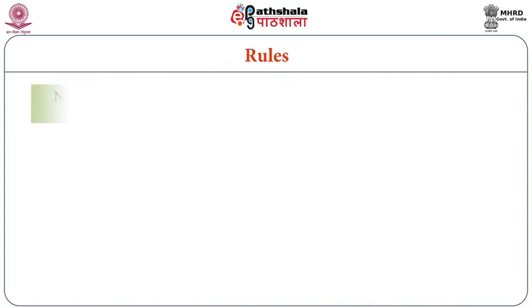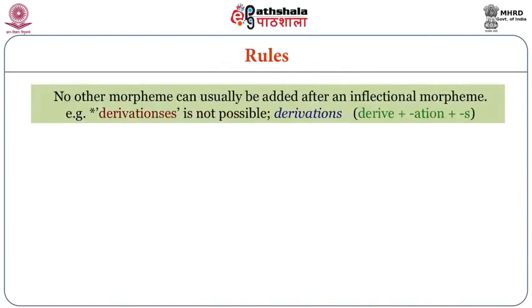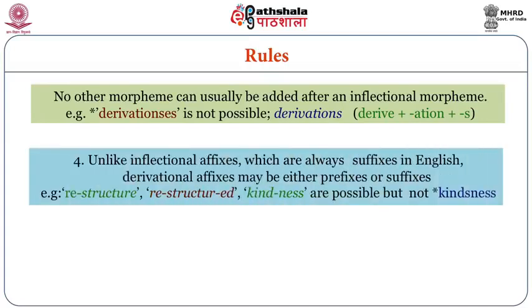There are certain rules that no other morpheme can usually be added after an inflectional morpheme. For example, derivations is not possible. Derivation is possible, but we cannot say derivationist. Unlike inflectional affixes, which are always suffixes in English, derivational affixes may be either prefixes or suffixes. For example, restructure or restructured. Kindness is possible but not kindnessing.